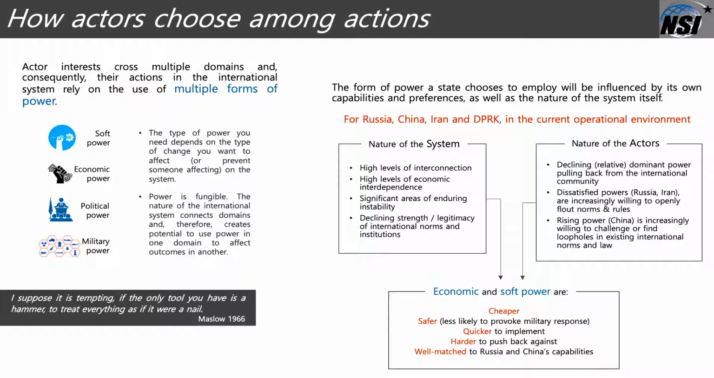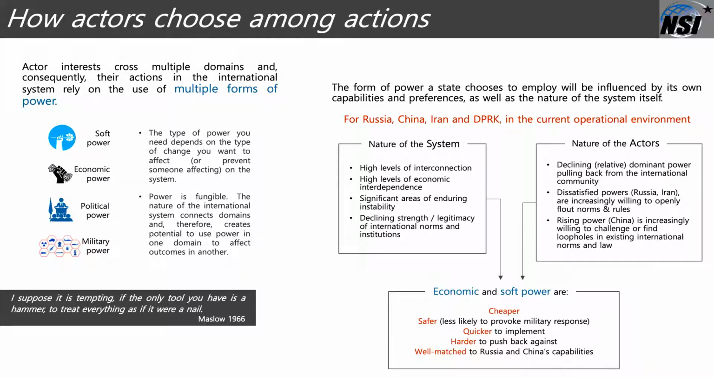Actor interests cross multiple domains, and consequently, their actions in the international system rely on the use of multiple forms of power. Deterrence theory accounts for military power, conventional and nuclear, directly, and political power, in this case, the ability to credibly communicate a threat, indirectly. It does not account for soft power, what Joseph Nye refers to as the ability to attract and persuade through the currency of culture, political values and policies, or economic power. The form of power a state uses will be a function of its own capability and preferences, given the existing state of the international system. And this, of course, includes whatever potential costs they expect to incur from use of a particular form of power.